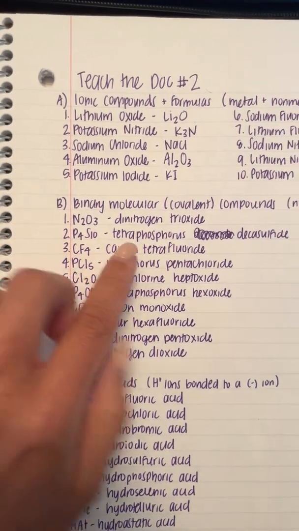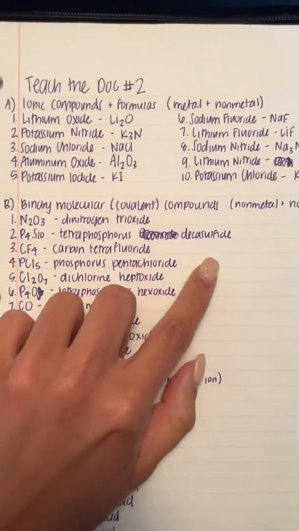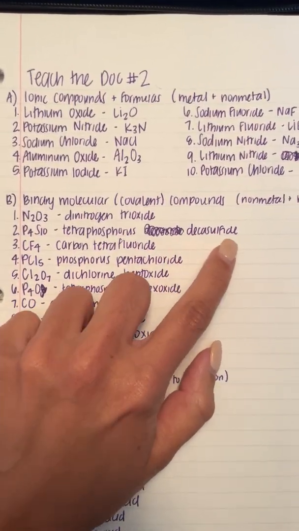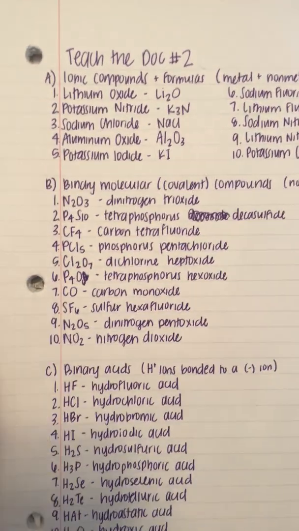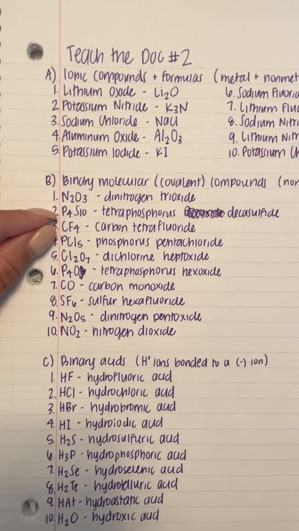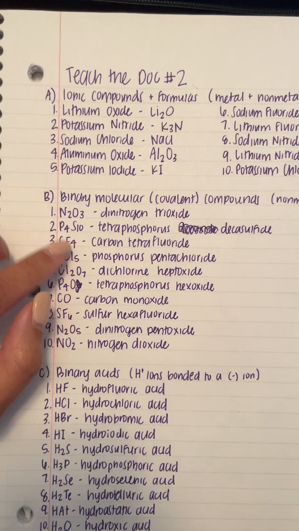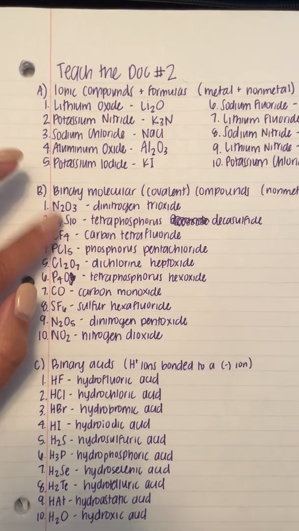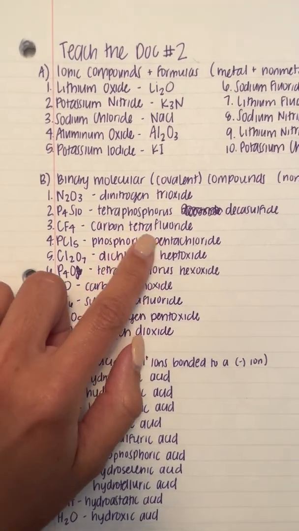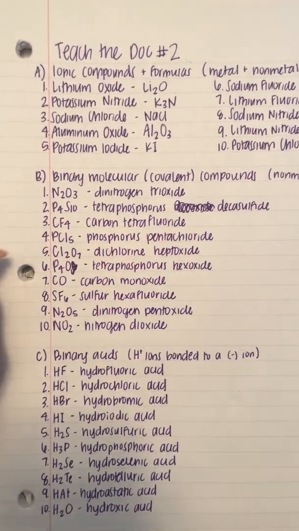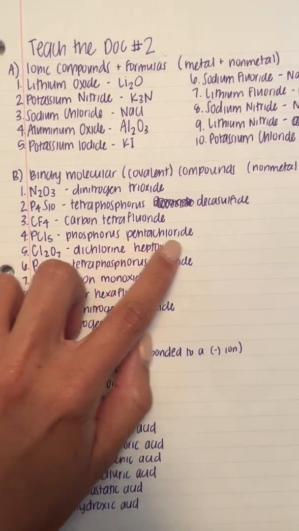P4S10, so phosphorus, and then you'll put the tetra there before for the 4, and then deca for 10, sulfide. You change your sulfur to your ide. CF4, carbon, doesn't have anything because it's just a single carbon, and you don't apply the prefixes to the first element. And then tetra for 4, fluoride. PCl5, phosphorus, penta for 5, chloride.